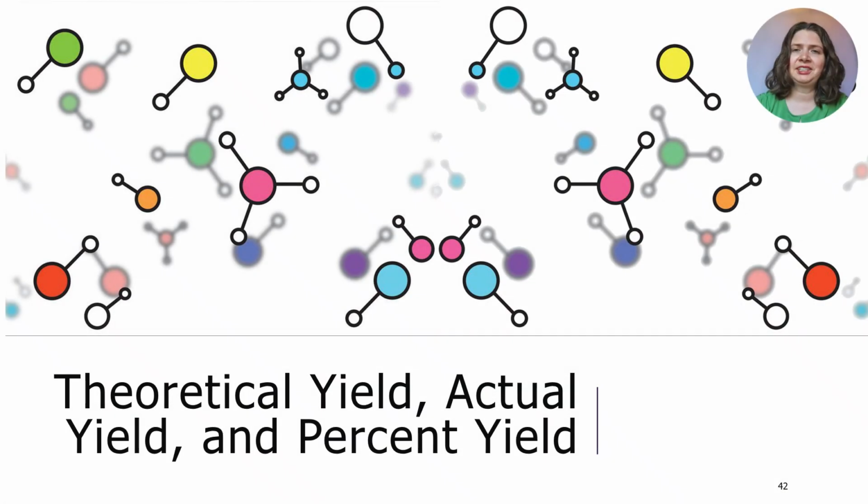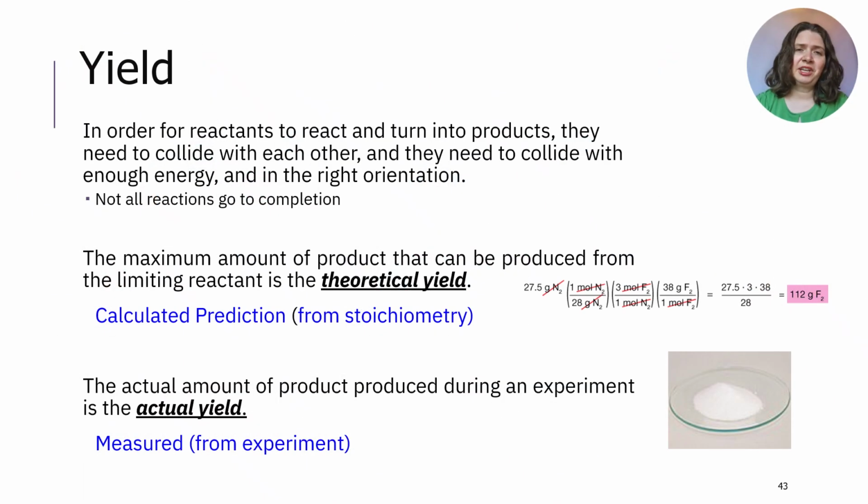In this video, we will discuss the concepts of theoretical yield, actual yield, and percent yield. For a chemical reaction to occur, reactant particles must collide with each other with enough energy and the correct orientation. In reality, not every collision is successful. Because of this, many chemical reactions do not go until completion. Sometimes neither reactant is consumed completely. In addition, some product may be lost during transfers between containers, filtration, purification, or simple spills and other laboratory mishaps.